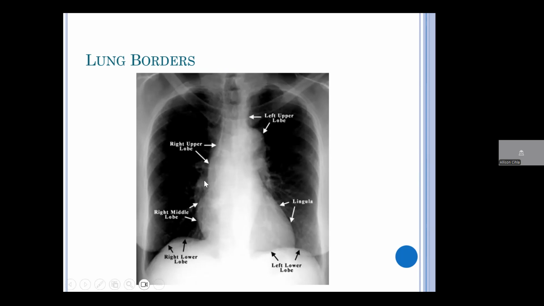The right upper lobe lung border is here. The right middle lobe we've already talked about sits right here. The right lower lobe is along the diaphragm. On the other side, the left lower lobe sits along the diaphragm. The lingula sits along the left ventricle, and the left upper lobe is along the trachea and spine area here and along the aortic knob.